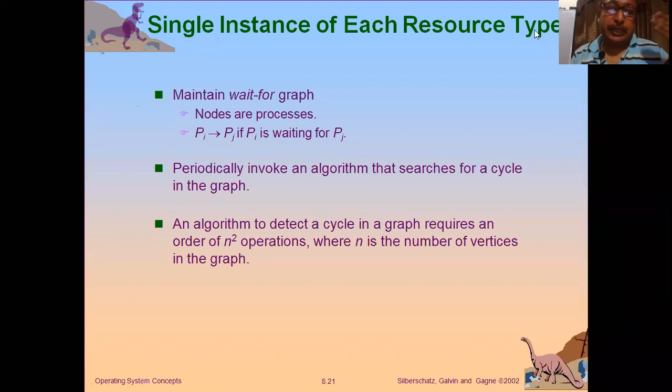Deadlock detection, when a single instance of each resource type is available: we can generate a wait-for graph from the resource allocation graph, and periodically we invoke an algorithm which searches for a cycle. If there is a cycle in the graph, we say that the system is in a deadlock state, and if there is no cycle in the graph, the system is not in a deadlock state. But this cycle detection algorithm for the graph requires order of n square operations.